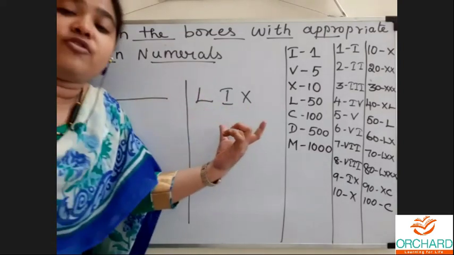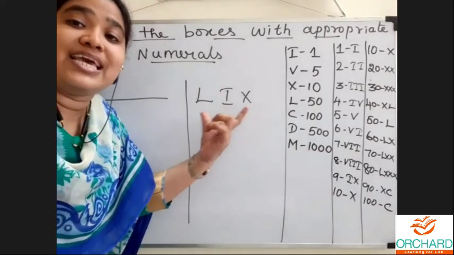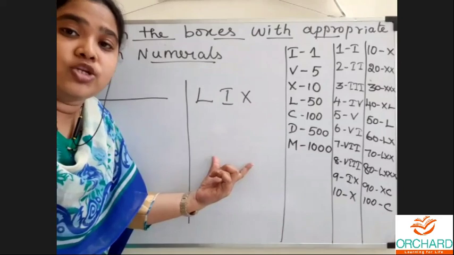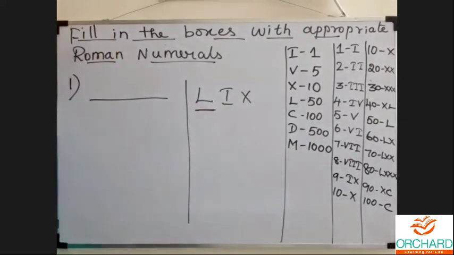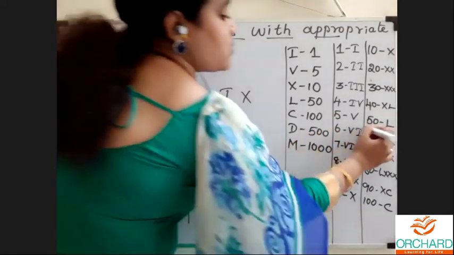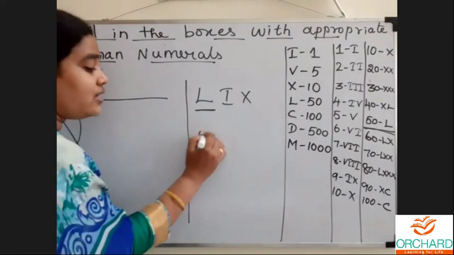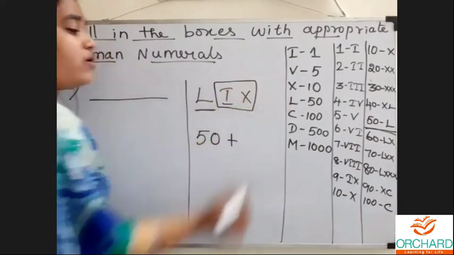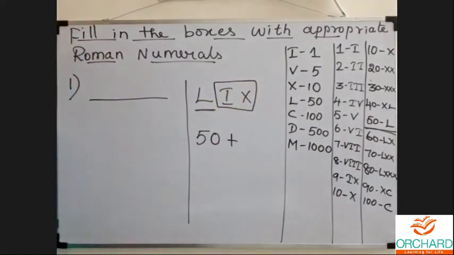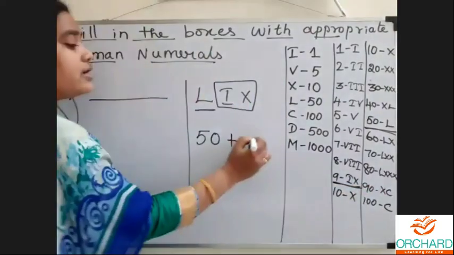So first what we have to do, it is given in the form of Roman numeral. We have to express this in Hindu-Arabic numeral. Okay. Can you tell me what the letter L can be expressed as here? L can be expressed as 50. For L, we can write 50 plus IX. Can you tell me what number IX stands for here? Very good, 9. IX stands for 9.